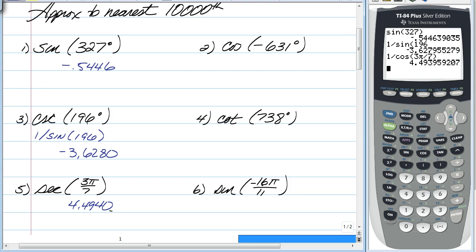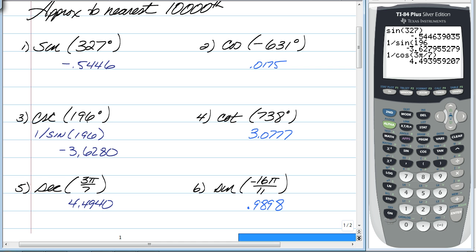So you get to try number 2, 4, and 6. It's the same kind of setup. You're going to have to use 1 divided by. You're going to have to switch between radians and degrees, but you go right ahead and try those 3 on your own. And there you have it. If you got those answers, you know how to use your calculator correctly. If you didn't, go back and watch the first 3 again to see what you did wrong.